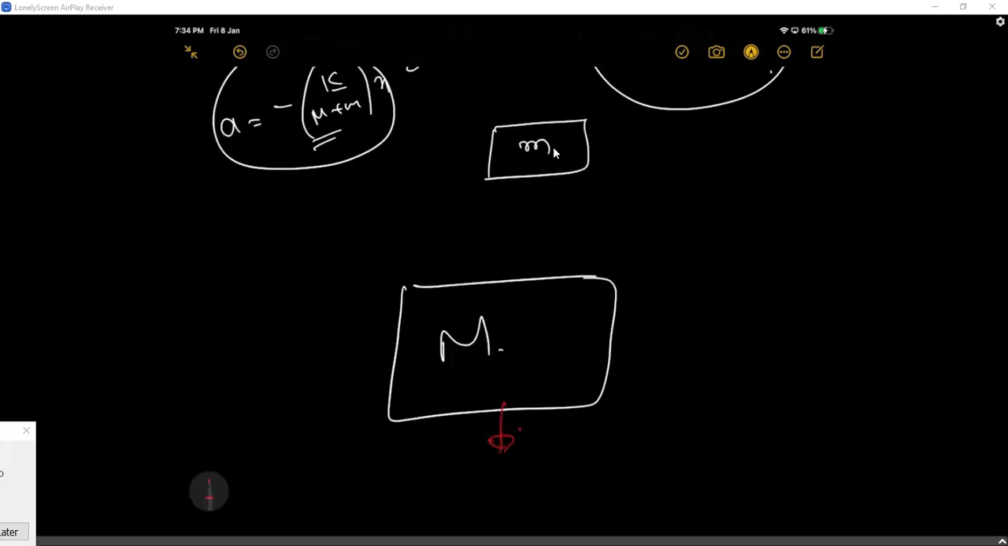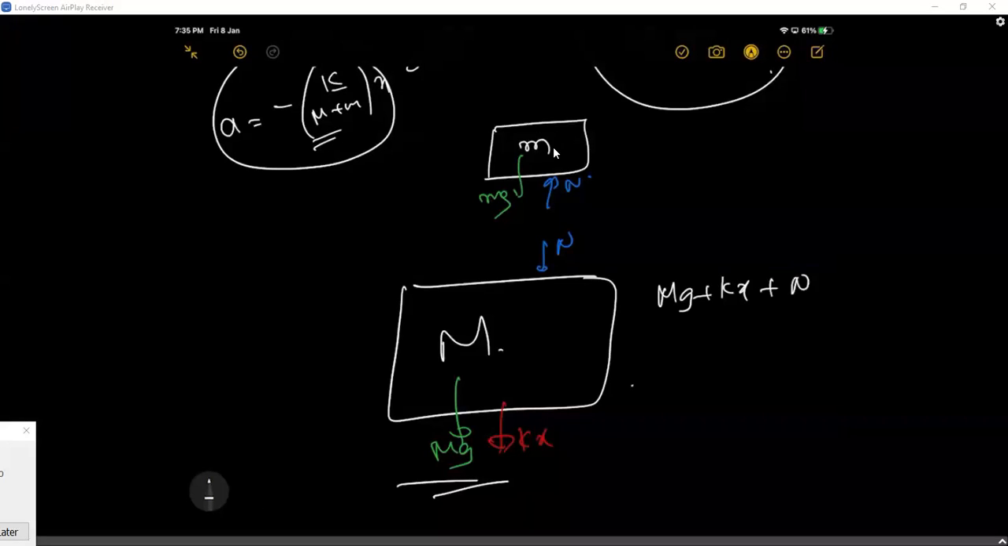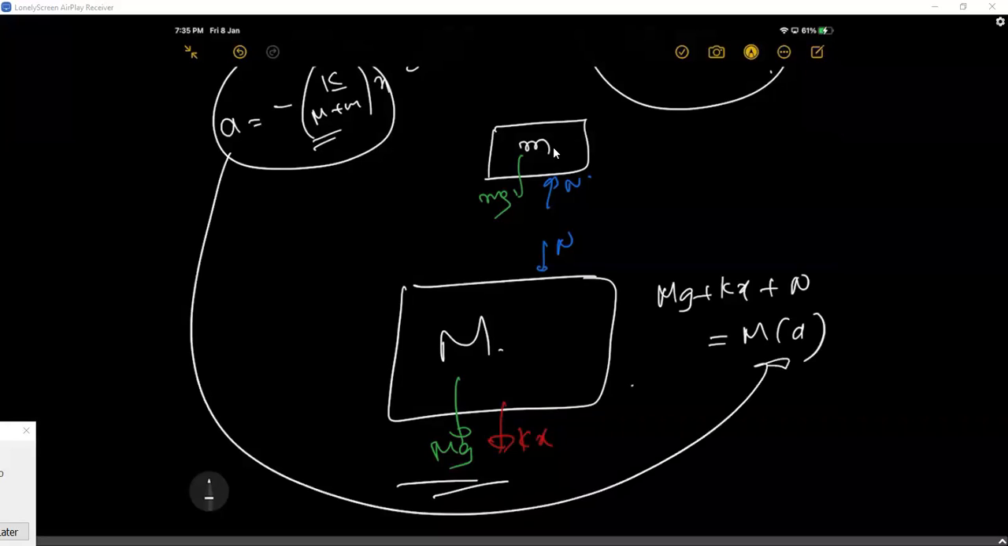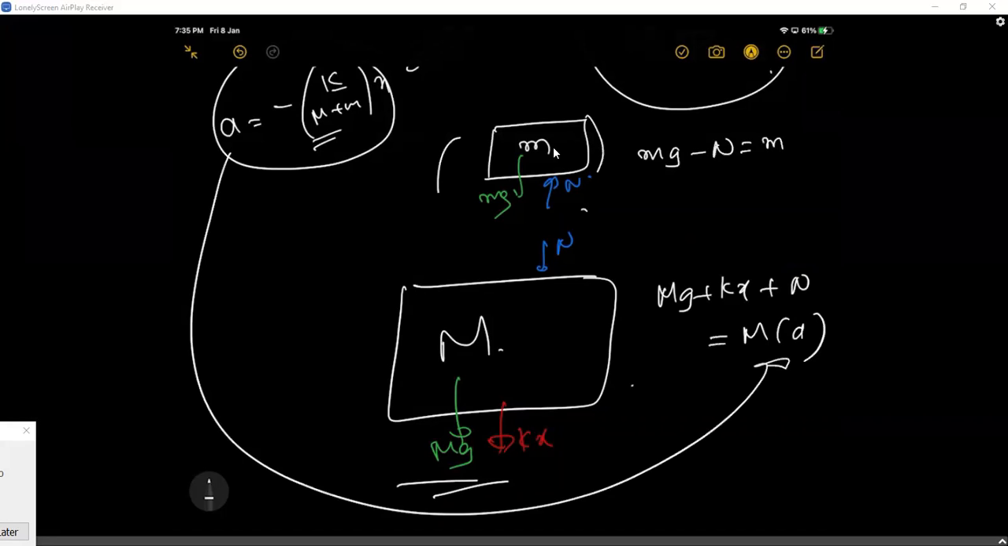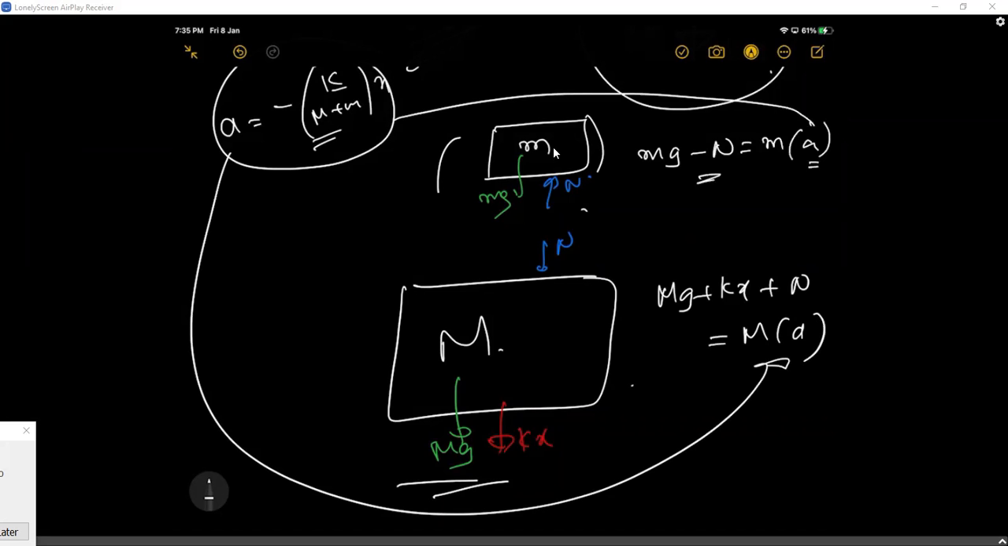There is a spring force acting. There is gravity acting. And there is normal force acting. So if I have to write the equation first just for this body, the lower body, Mg plus kx plus N, all the forces acting downwards, equals M into this acceleration. For this body, mg is downwards, normal force is upwards, equals mass into this acceleration. Can we find the normal force from this? Since I have the acceleration, can I find the normal force?